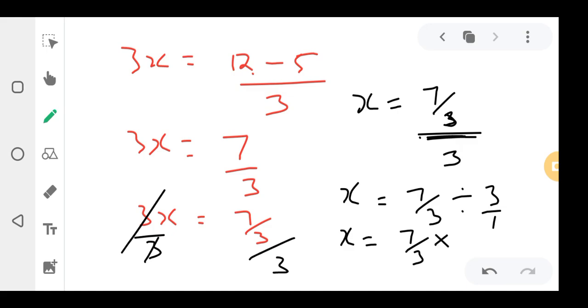So x is equal to 7 over 3 divided by 3 over 1. Division becomes times, 1 goes on top, 3 goes down. Which is x is equal to 1 times 7, it is 7 over 3 times 3, it's 9. Okay. So it's 7 over 9. That's the answer. Okay. I've come to the end of the first part.